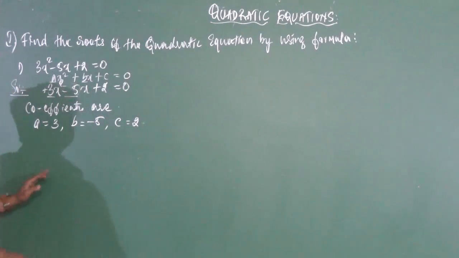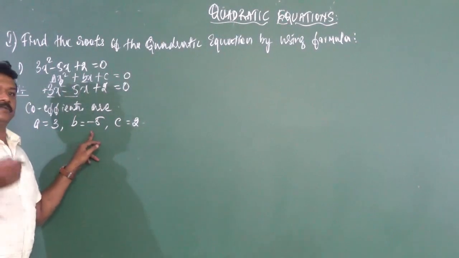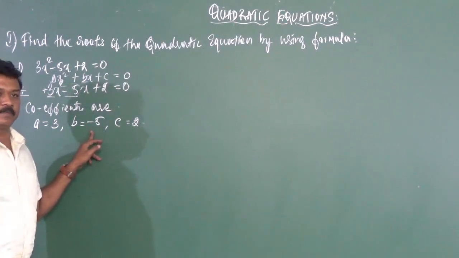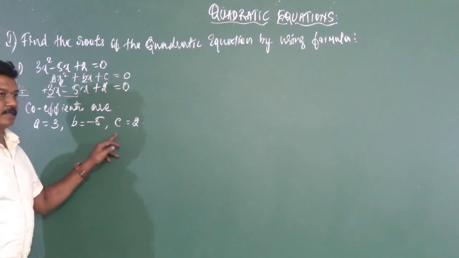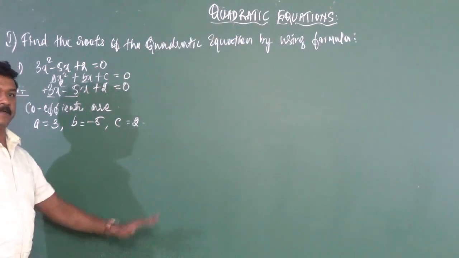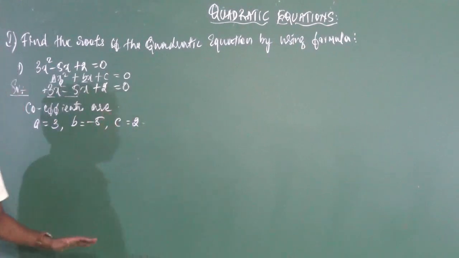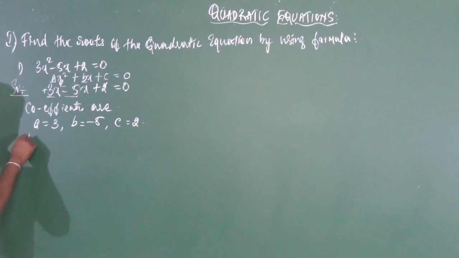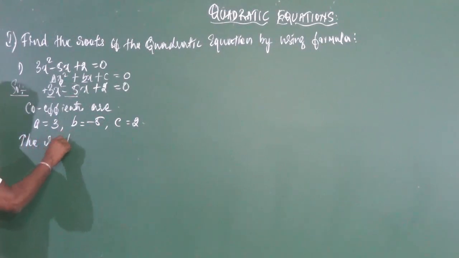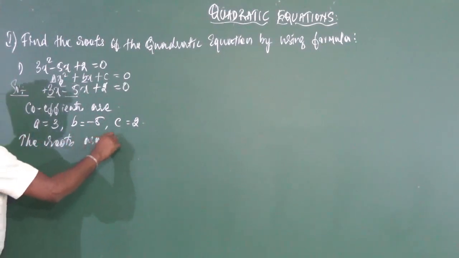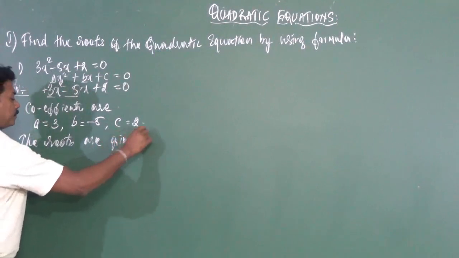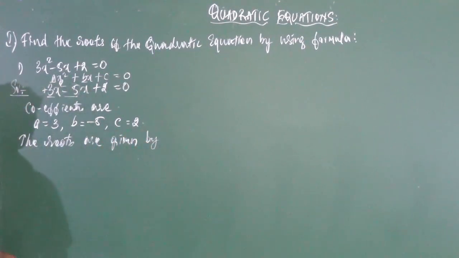So this will fetch you half a mark here. If you write the coefficients correctly, then it is considered that you got half marks. If you are right here, then the next steps will be computational, so you should be very careful. Okay. So the roots are given by, very simple. We have to recall the formula here.